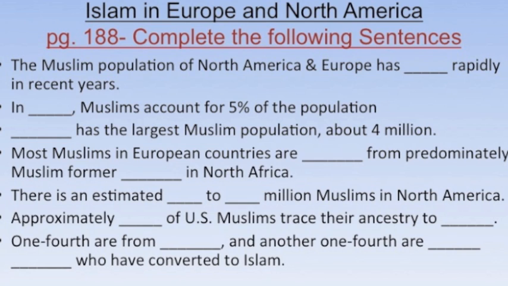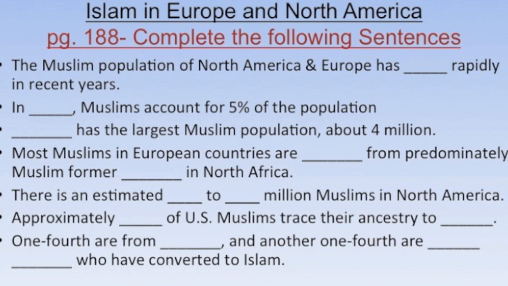There's a little heading in your textbook on page 188, titled Islam in Europe and North America. We want you to take a few minutes, open to that page, read that section, and complete these sentences by filling in the blanks to understand what's going on in those parts of the world and how it relates to Islam.